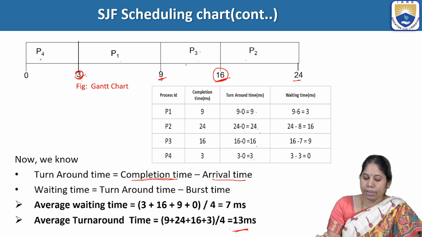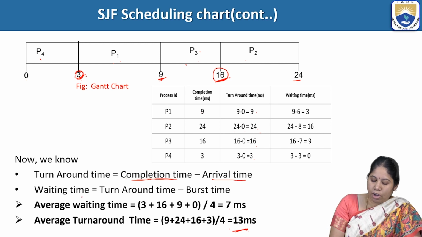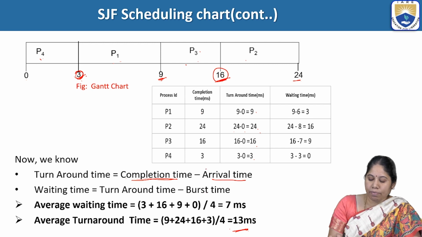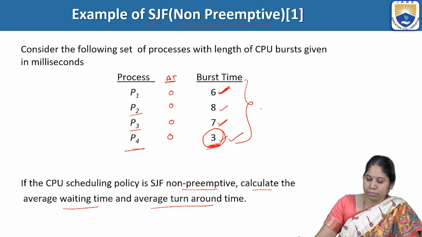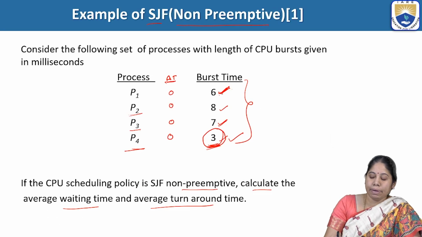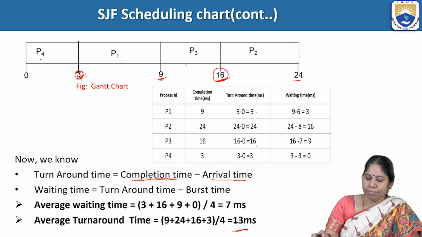With this Gantt chart we can easily figure it out. What is the formula for waiting time? Turnaround time minus burst time. What is the turnaround time? 9 minus 6, which is 3.